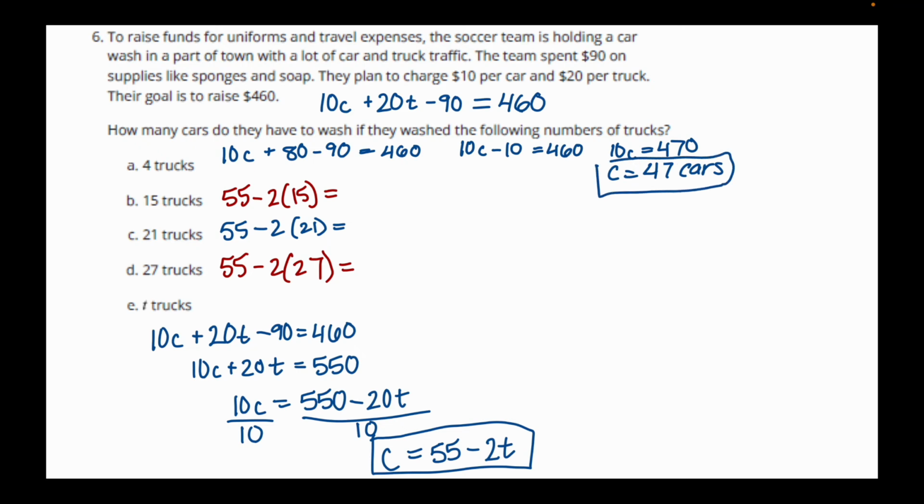And then I did have an answer up here for cars. So now let's plug the rest of these just into a calculator. For B, this is going to be 55 minus 30. So we should get 25. 25 cars.